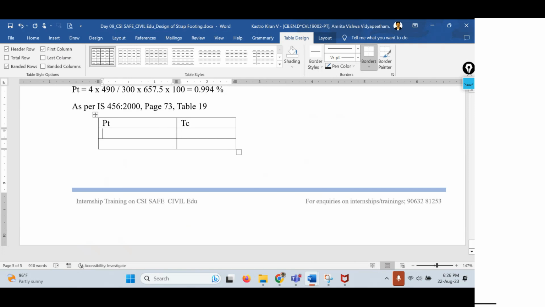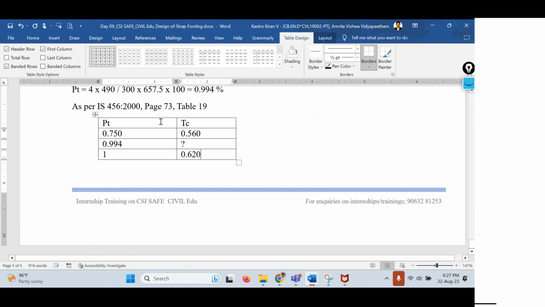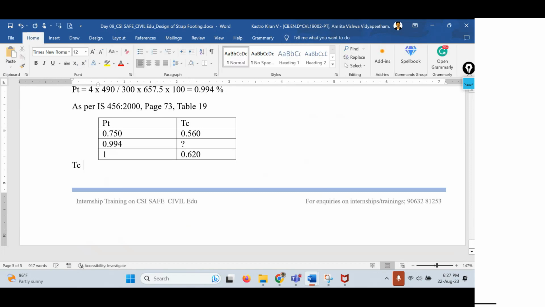When PT is 0.750, the tau c value is 0.560. And when PT is 0.994, we have to find the tau c value. And when PT is 1, we get the value as 0.620. So based upon this, if you do the interpolation, we are going to get the value of tau c. So tau c equals 0.62 megapascals.